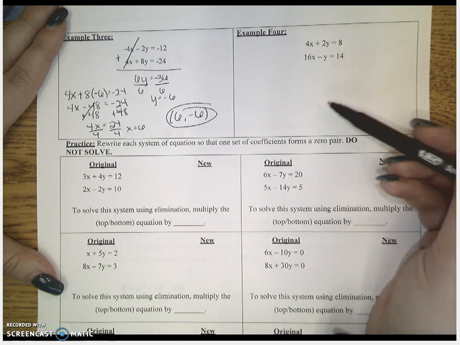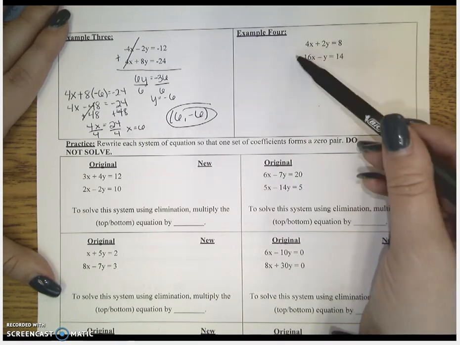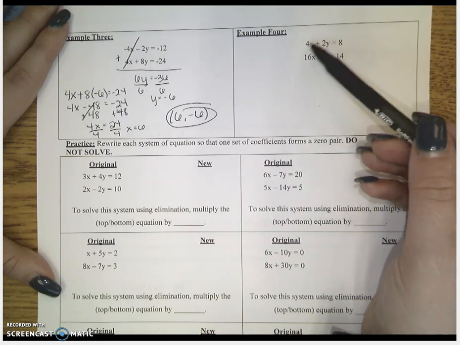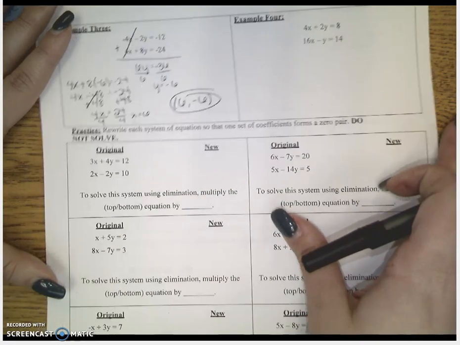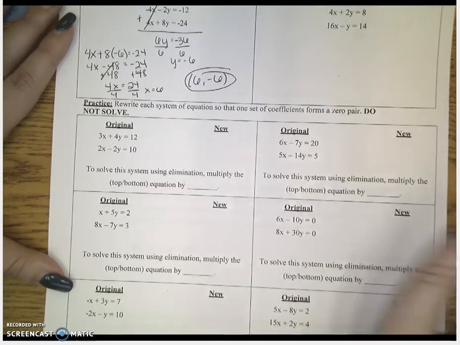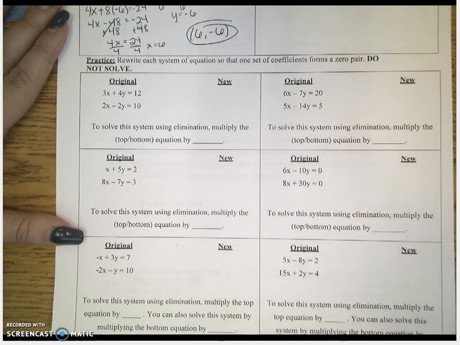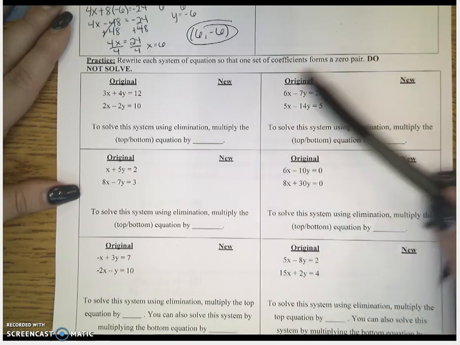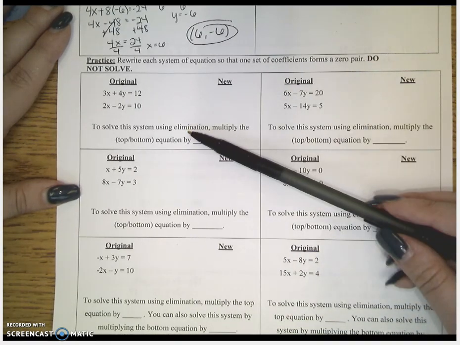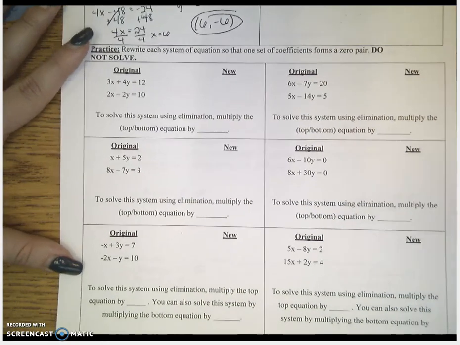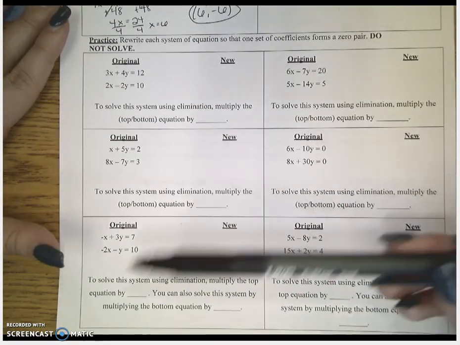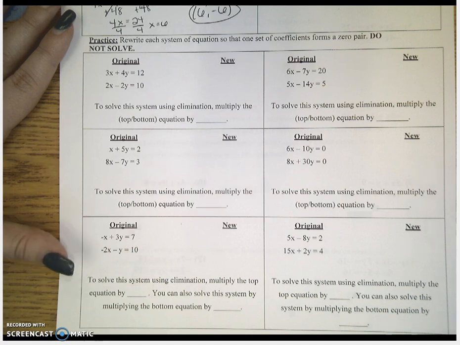Again, pause the video, try number 4 on your own. You are going to have to multiply one of these equations, and it looks like you have two options. So you can multiply it two different ways and get the same answer. For these 6 bottom questions, they don't want you to solve it. They just want you to figure out how you're going to solve it by using multiplication.